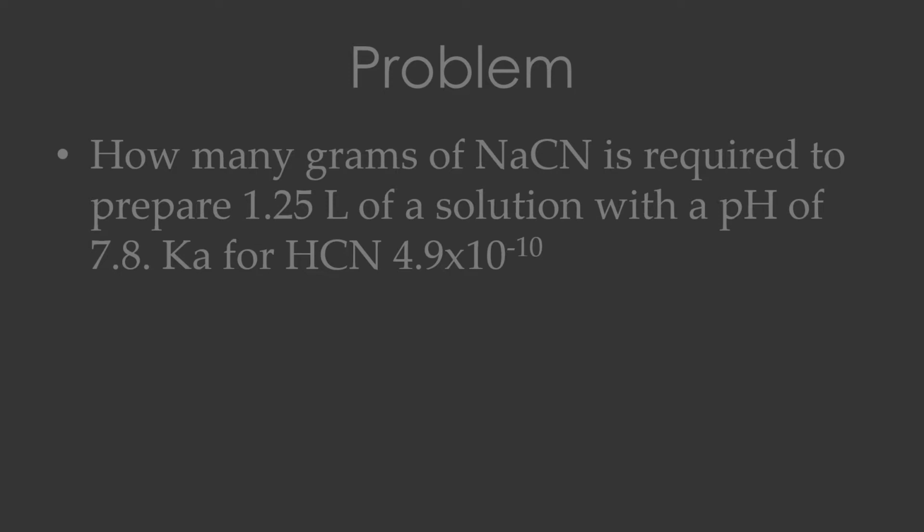So you're supposed to find out the amount of sodium cyanide needed to prepare 1.25 liters of the solution so that the pH would be 7.8. See what we can do here.